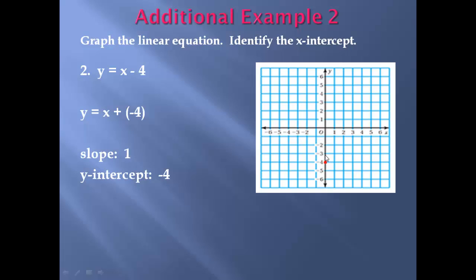It's positive 1, so if we go up 1, then we're going to go to the right 1 to make sure it's positive. From there I can go up 1 and then to the right 1 again. Then I can go up 1 and to the right again, and again. I can keep doing this to help me make my line. Now I think I have enough points that I can make my line. I'm going to put arrows on each end to show that it goes on.